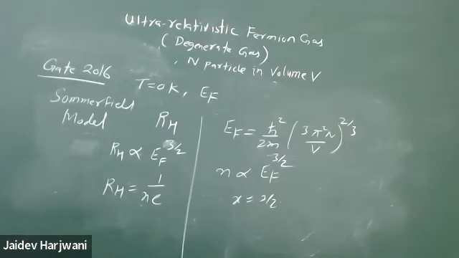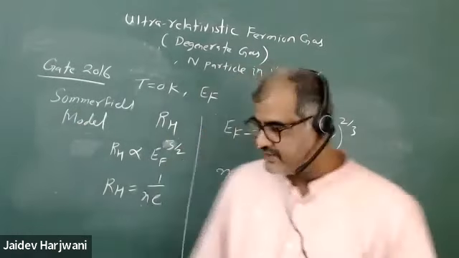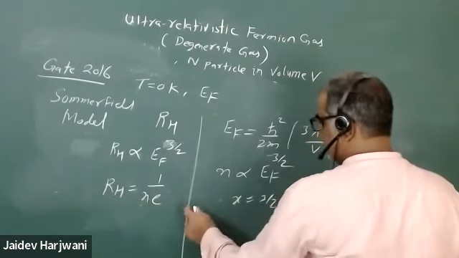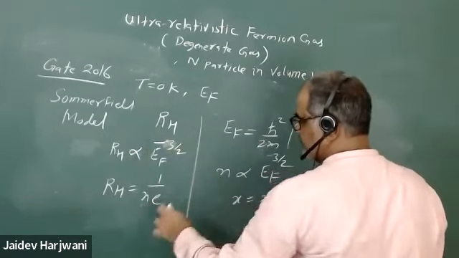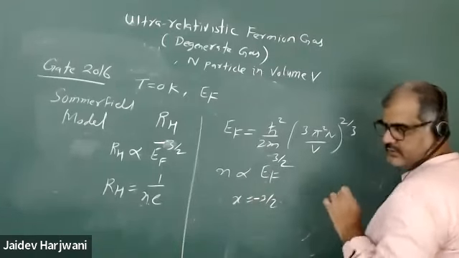EF power 3/2. Sorry, minus will come, because we have 1 upon n, na, so EF power 3/2 will come. So RH will be proportional to EF power minus 3/2, because 1 by n. Okay.